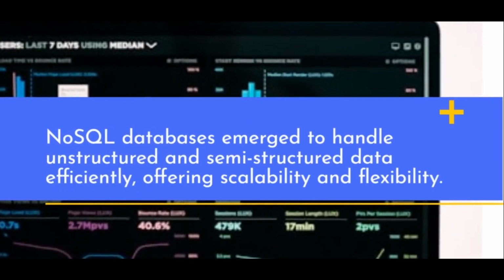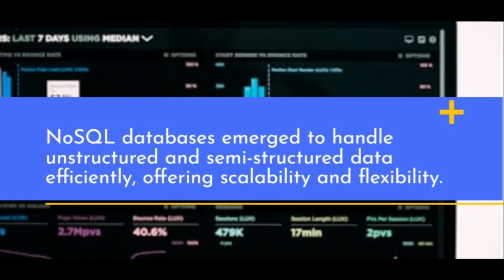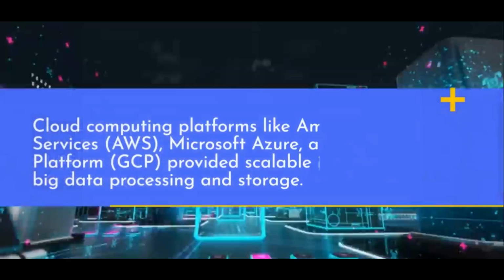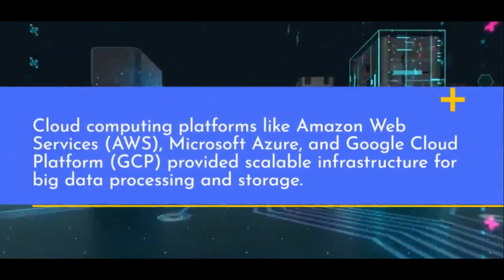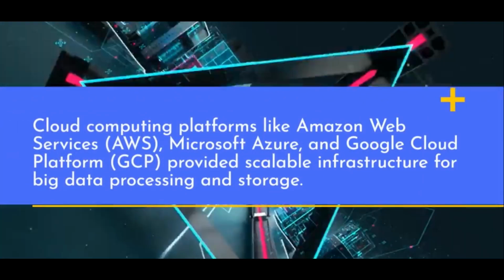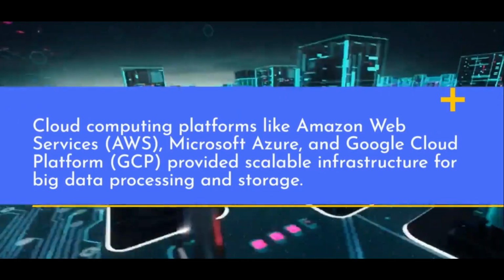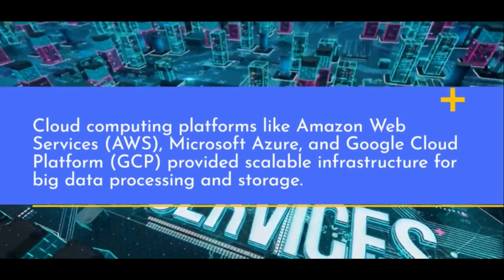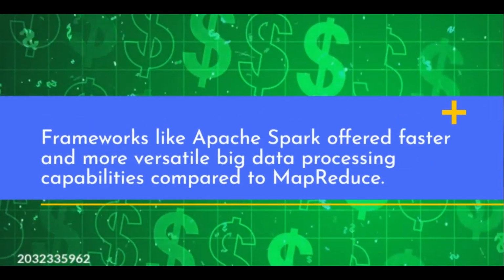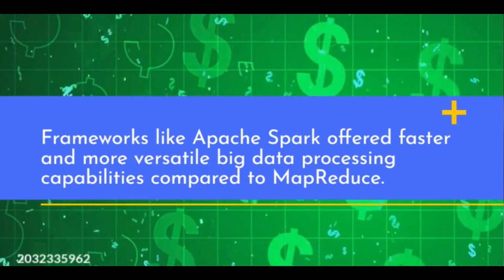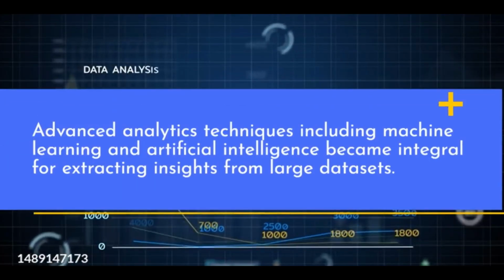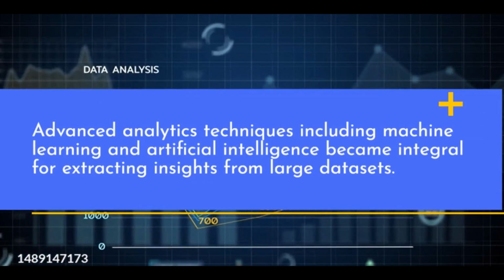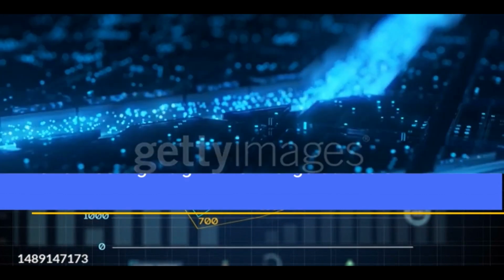NoSQL databases emerged to handle unstructured and semi-structured data efficiently, offering scalability and flexibility. Cloud computing platforms like Amazon Web Services, AWS, Microsoft Azure, and Google Cloud Platform, GCP, provided scalable infrastructure for big data processing and storage. Frameworks like Apache Spark offered faster and more versatile big data processing capabilities compared to MapReduce. Advanced analytics techniques, including machine learning and artificial intelligence, became integral for extracting insights from large datasets.